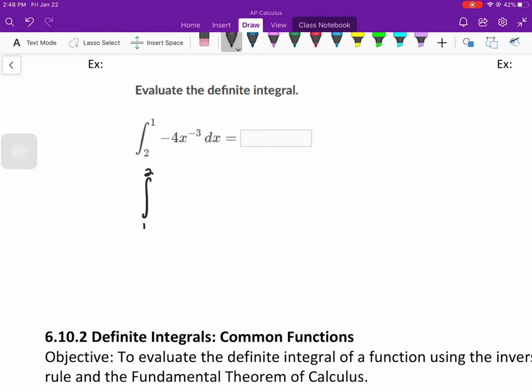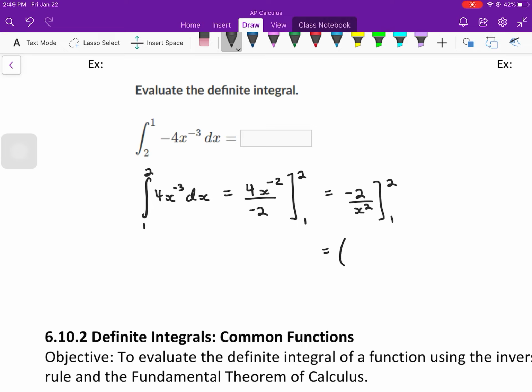It'll actually self-adjust. And if I had more time on these videos, I would show you guys. So that's going to equal 4x to the negative 2 divided by negative 2 from 1 to 2. Which simplifies to negative 2 over x squared, actually. I'm going to put that on the bottom, because when we plug it in, it'll be easier that way, from 1 to 2.